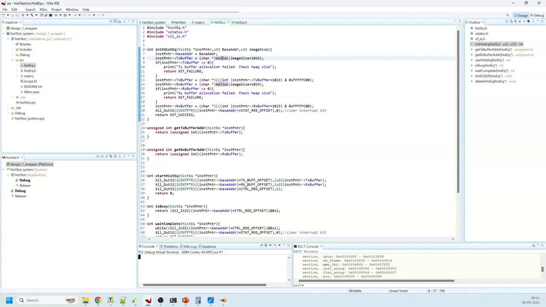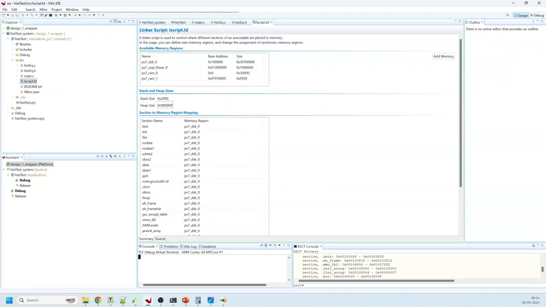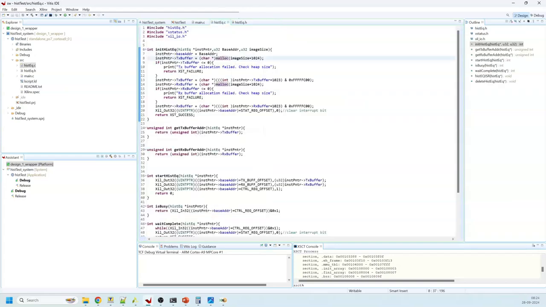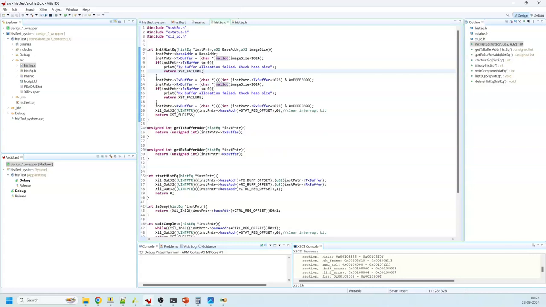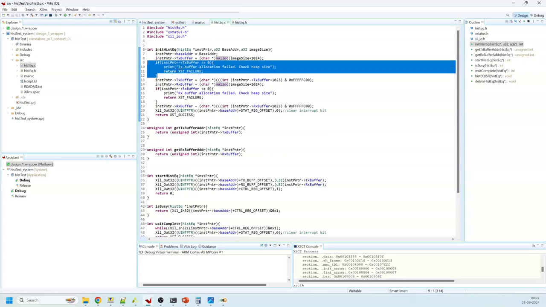The side effect of this is that in your linker script, you should keep a high value for the heap. The default value is hex 2000. That is not sufficient for storing this image data, so you have to increase the heap size. I have increased it quite a bit. Anyway, the code will check if the memory allocation failed or not. So we allocate my buffer.